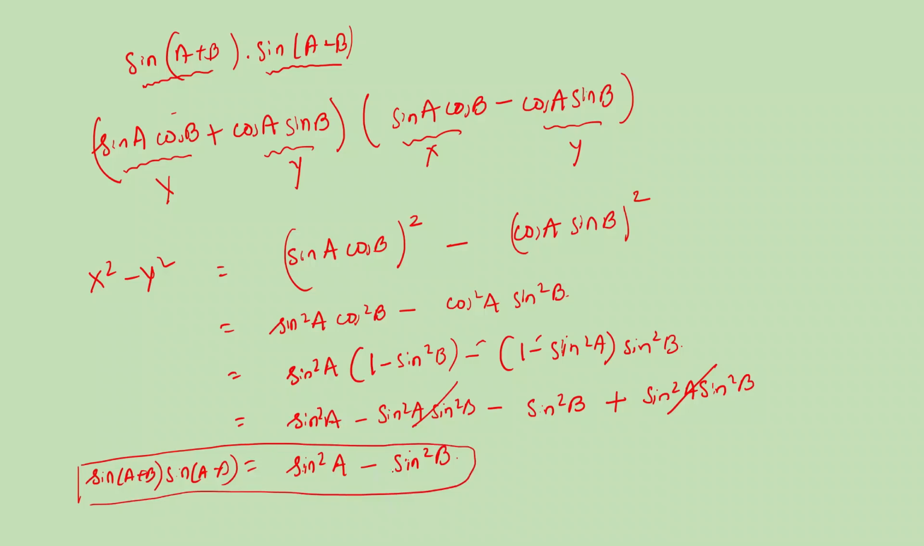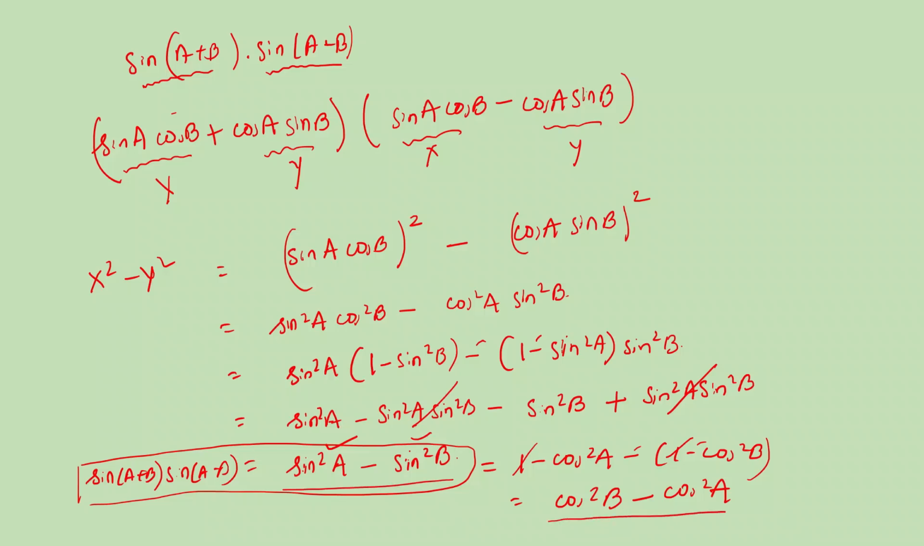This is one more formula, and also we can write another form of this. If you write sine square a as 1 minus cos square a and sine square b as 1 minus cos square b, then this 1 and 1 will get cancelled out, and what we are left with is cos square b, because minus and minus will be plus, cos square b minus cos square a. So remember, sine a plus b into sine a minus b, there are two formula. One is sine square a minus sine square b, another one is cos square b minus cos square a.